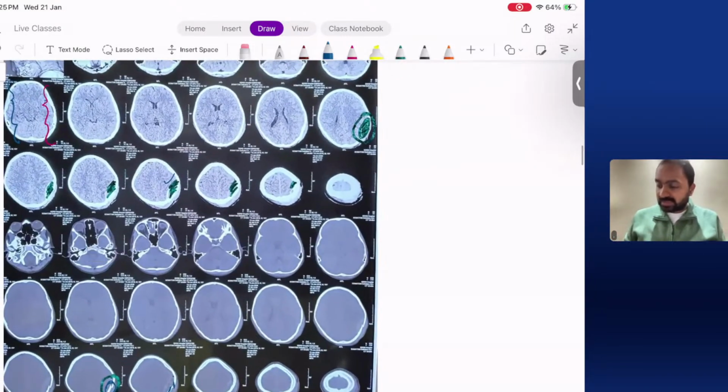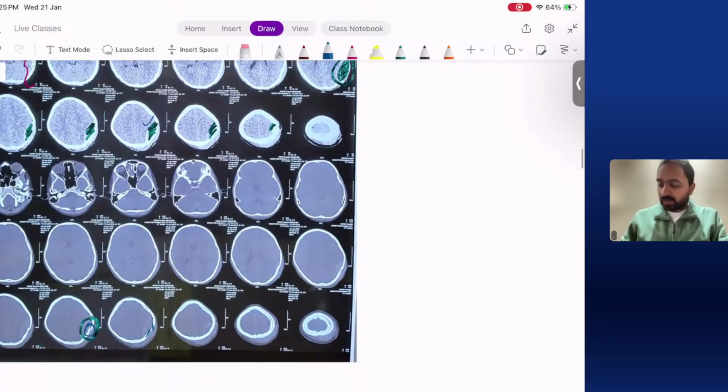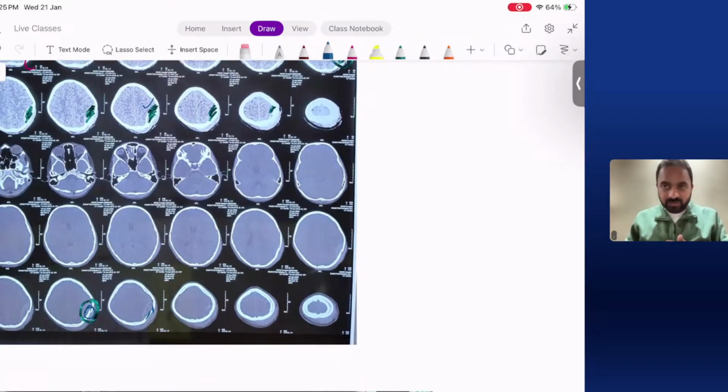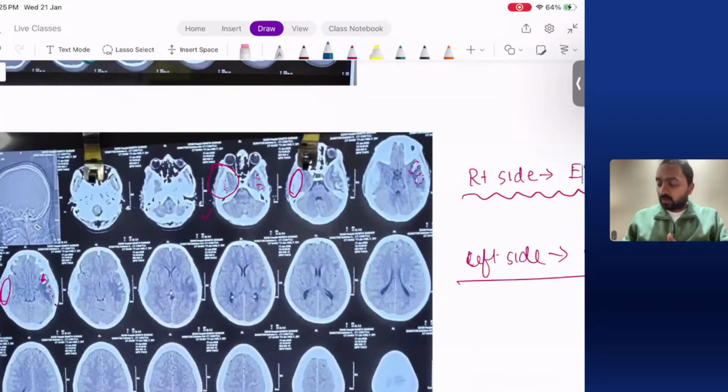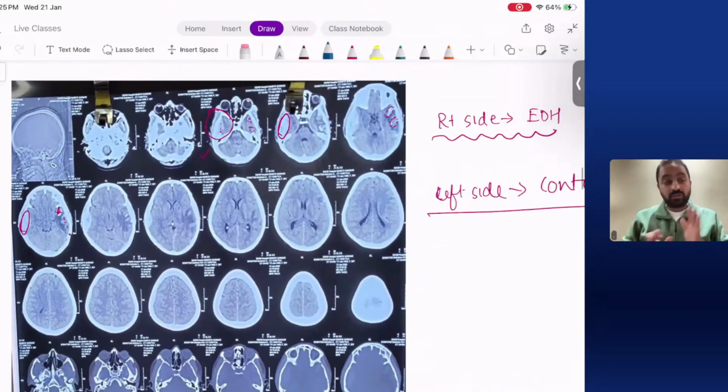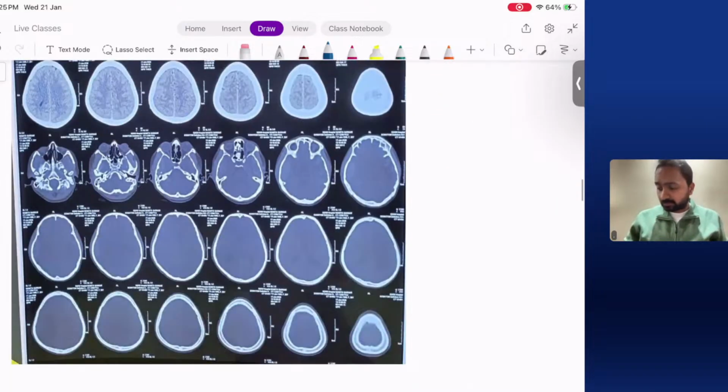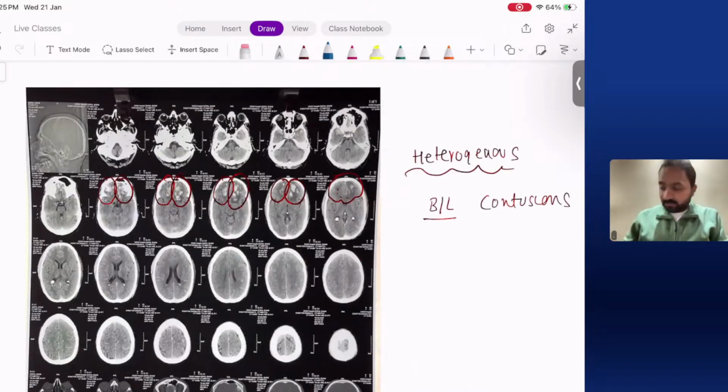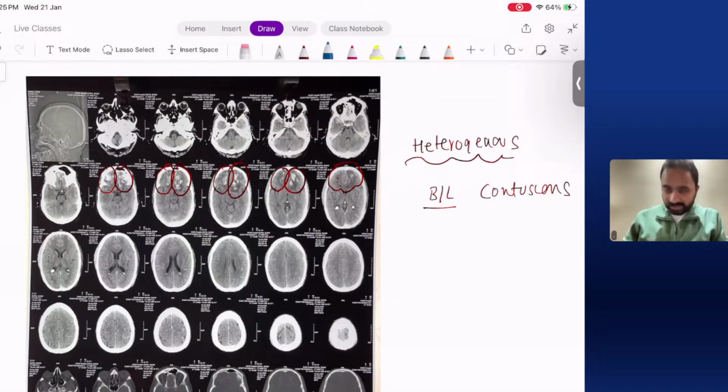So this particular scan series shows us a hyperdense extradural biconvex shaped collection, that is your extradural hematoma. Now it also has a depressed fracture on the left side, right? Then we have the next CT which has, on the right side, a biconvex shaped hyperdensity, which is your extradural hematoma, and a heterogeneous hyperdensity on the left side which corresponds to your contusion. Similarly over here we have bilateral contusions which are again heterogeneous.